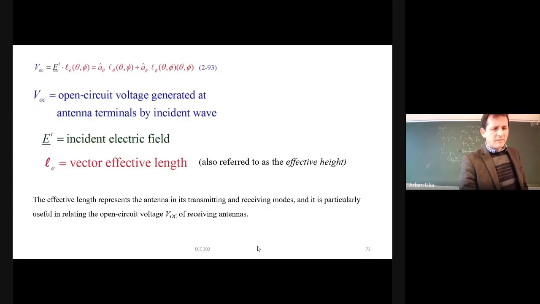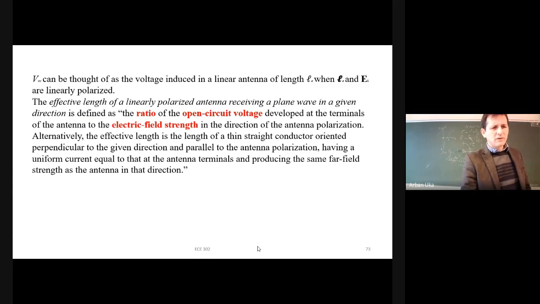And again, this is the same expression. The VOC is the open circuit voltage generated at the antenna terminals by an incident wave. So we have the incident electric field, we have the vector effective length, and the effective length represents the antenna in its transmitting and receiving modes, and it is very useful in relating open circuit voltage for the receiving antennas. Now, open circuit voltage can be thought of as the voltage induced in a linear antenna of length L when L and E are linearly polarized.